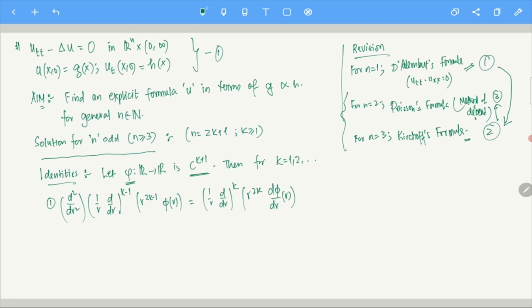Okay, and you evaluate it on this r to the power 2k-1 times phi of r, and then you take d^2/dr^2 of that whole thing, that will be (1/r d/dr)^k of r^{2k} dphi/dr.